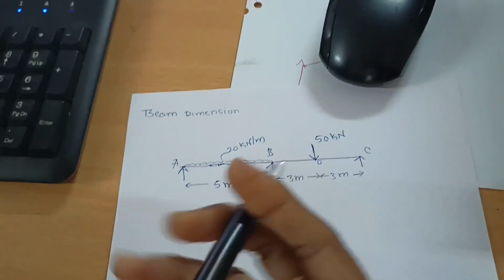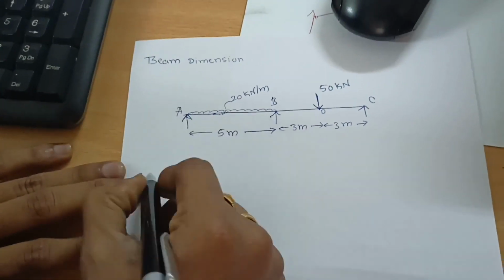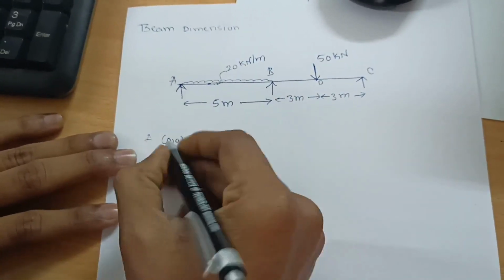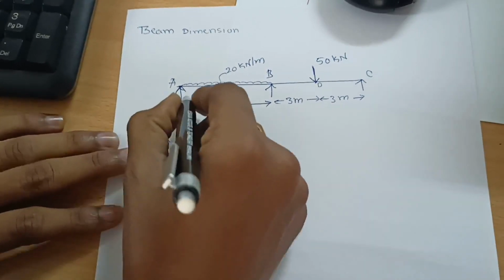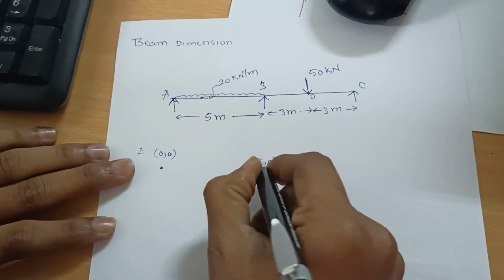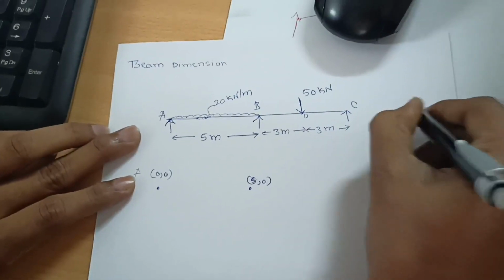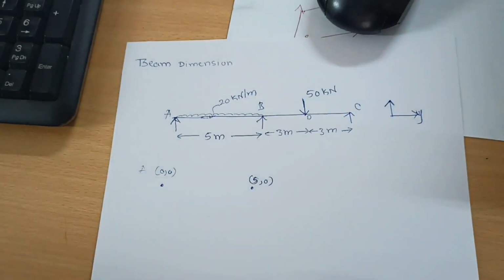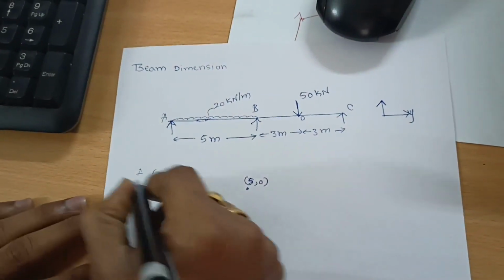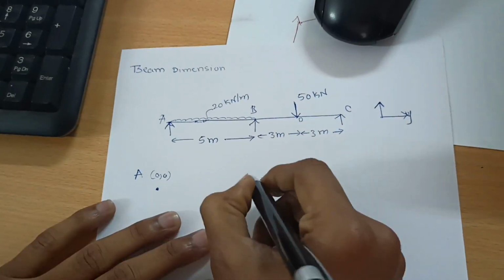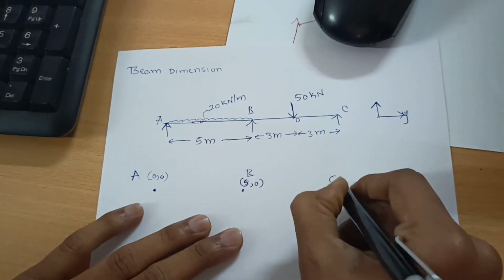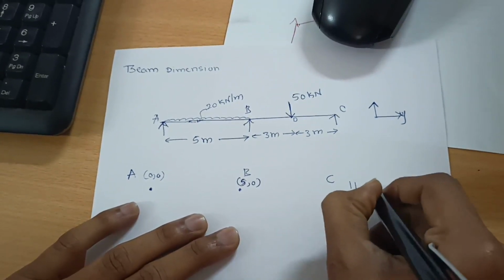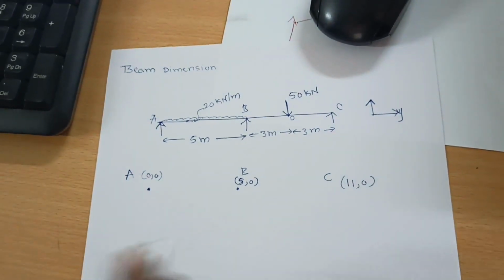So the XY coordinate for joint A is 0 comma 0. This is the first node. Then node B is 5 comma 0, with x moving along this x direction. This is the y direction. We do not need a y direction value, so node A is 0 comma 0 and node B is 5 comma 0. Similarly, node C is 5 plus 6, 11 comma 0. So this is the condition.